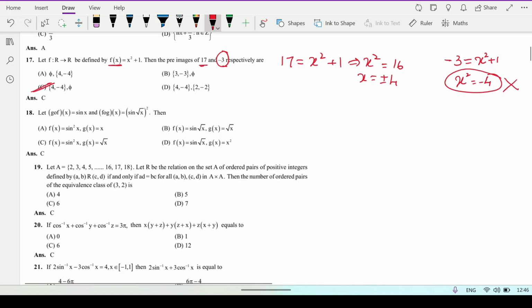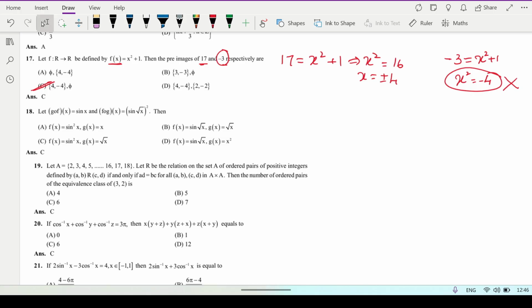Next, let g of f of x equal to sin x and f of g of x is equal to sin root x whole square. Let us check through the options. If f of x equal to sin square x and g of x equal to x, then the composition will be sin square x, right? But they have given us that sin x. Therefore, this is not the option.